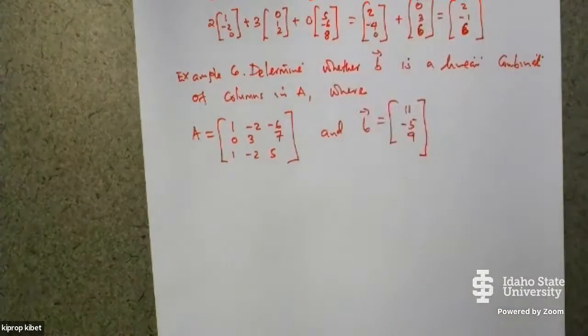So here you just do the same thing. You just reduce, see whether it is giving us the contradictory, or it is consistent or inconsistent. Once it is consistent, then it means it is a linear combination of that. Okay.